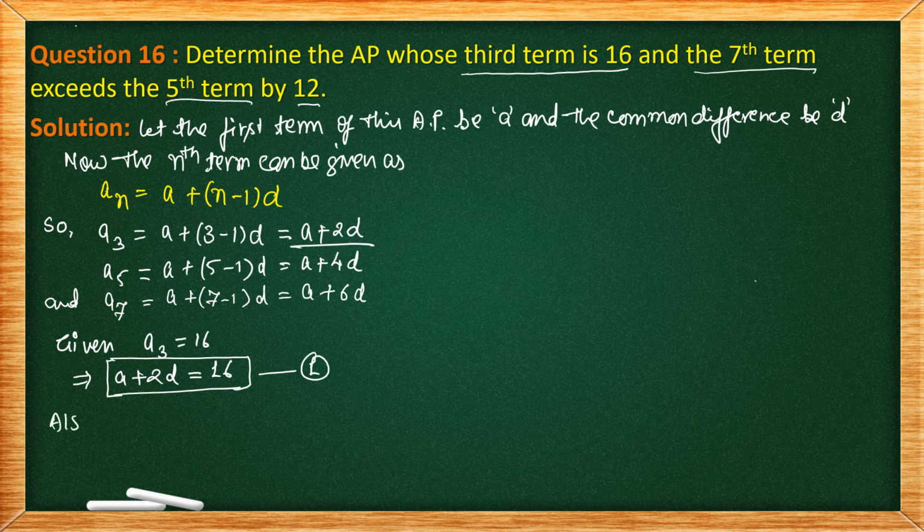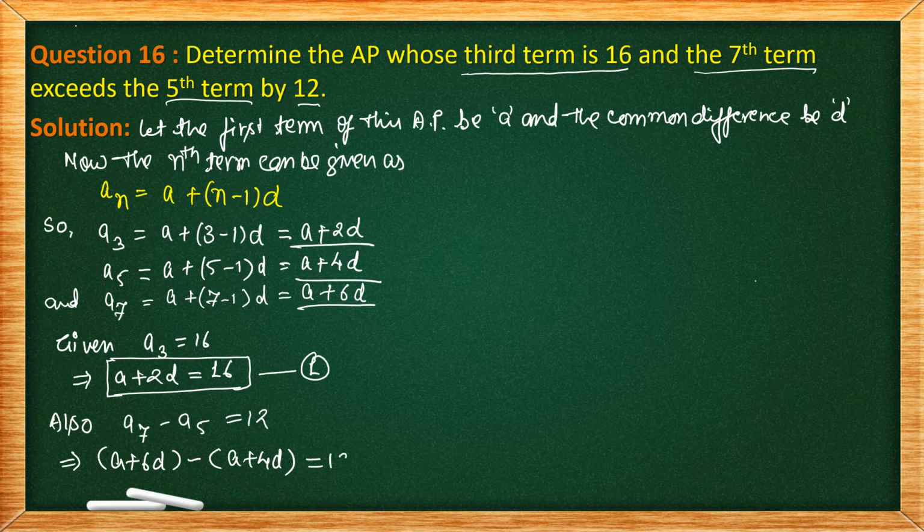Now also the seventh term exceeds the fifth term by 12. So a7 minus a5 is equal to 12. This implies that we will substitute the value of a7 as a plus 6d, and then subtract the value of a5 as a plus 4d, and this is equal to 12. Okay, now we will solve it further.